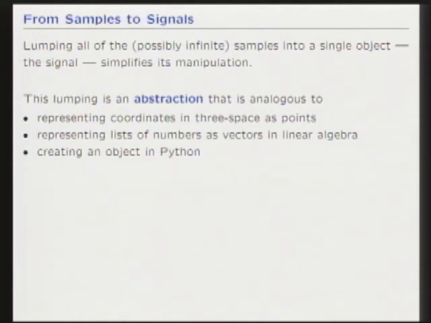There's another step we want to take. So imperative and declarative is one step. Another step is lumping things in the same sense that we lump the coordinates of a three-space point into a single thing called a point, or in the same way we make a vector in linear algebra. The idea is going to be that we're going to want to think about whole signals at a time.